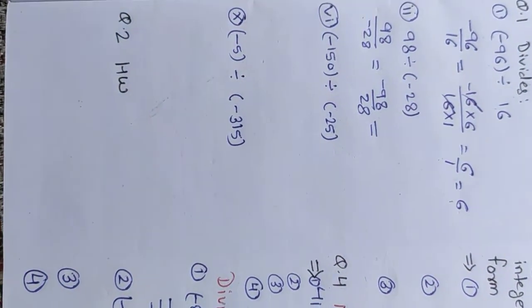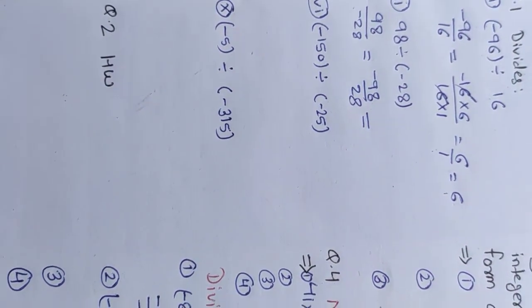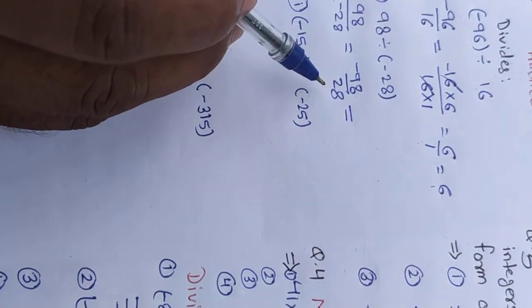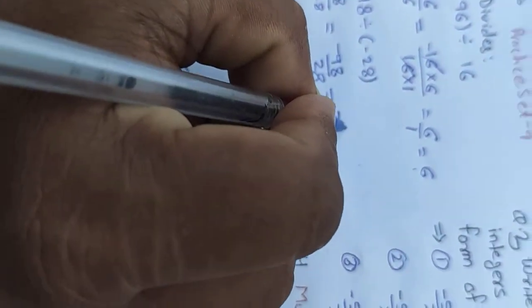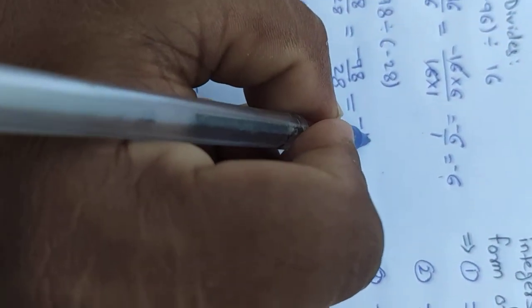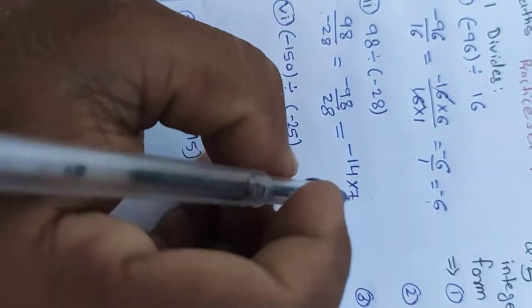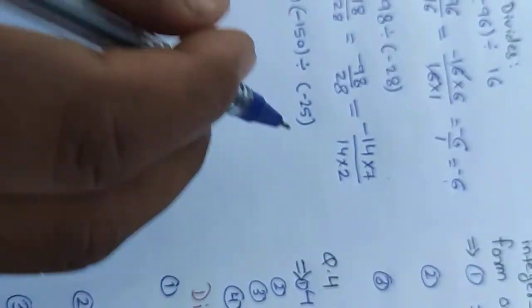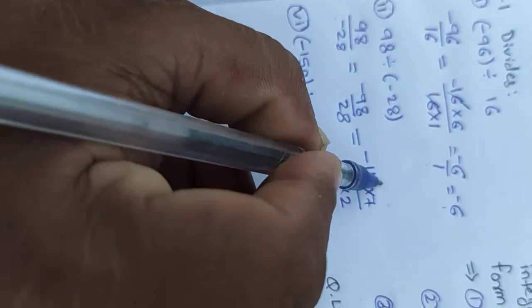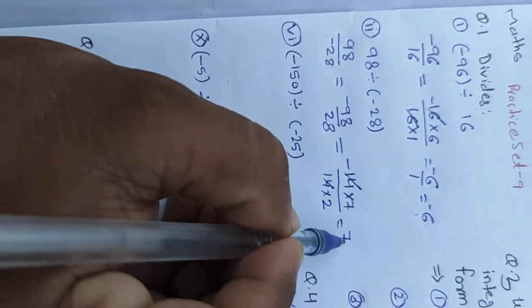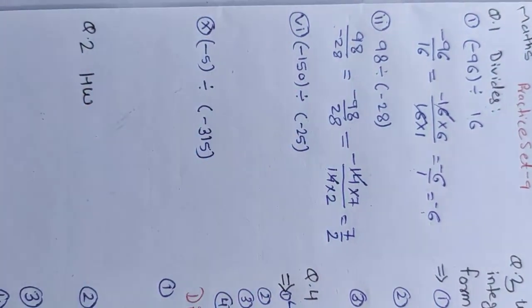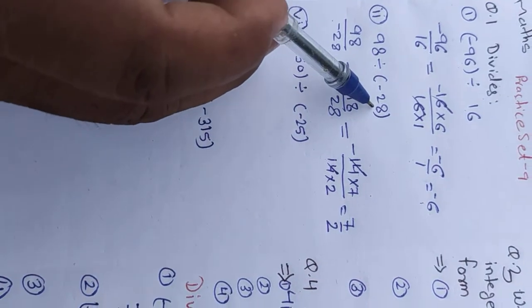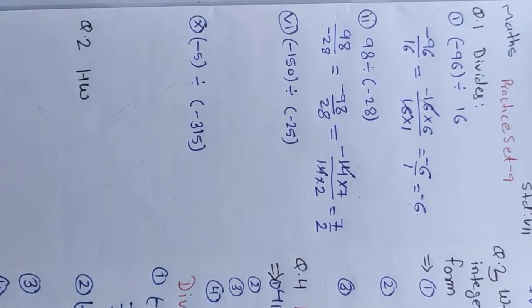Now we have to find in which table both numbers are there. So 14 is the table in which 98 and 28 both come. So we write minus 14 into 7. 14 7s are 98 and 14 2s are 28. So 14 is the same, so it will cancel and we got the answer 7 upon 2. So 98 divided by -28, its answer is 7 upon 2.